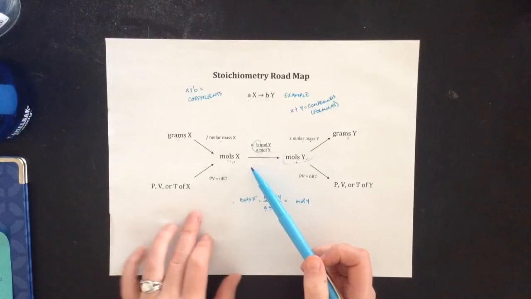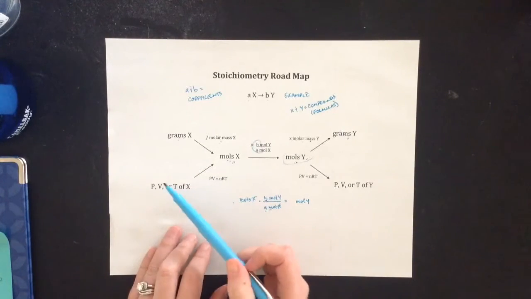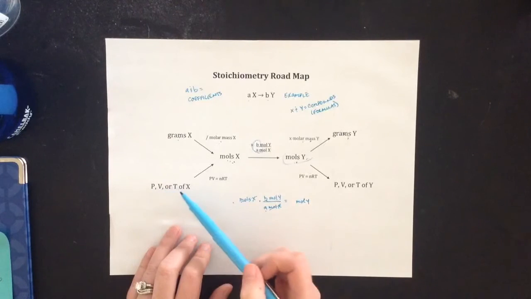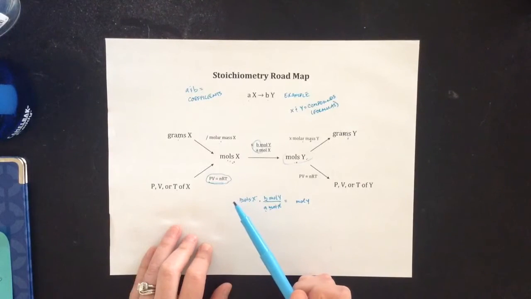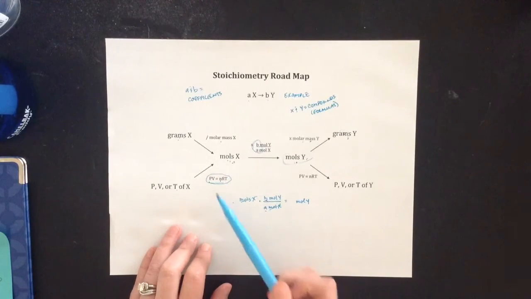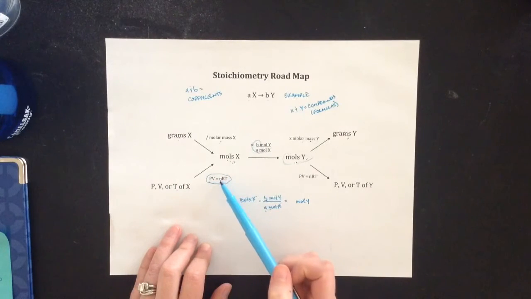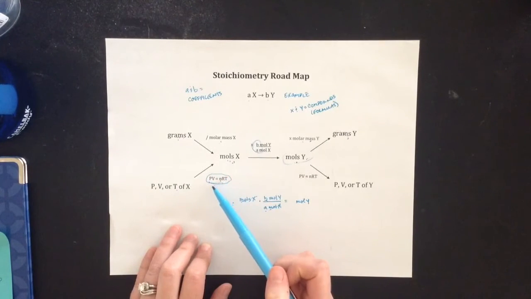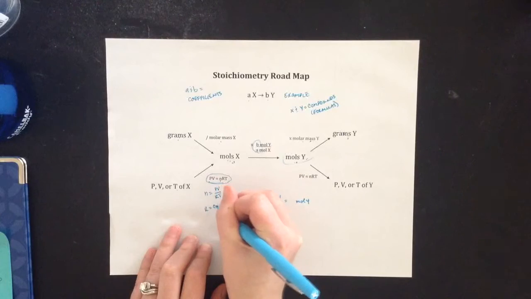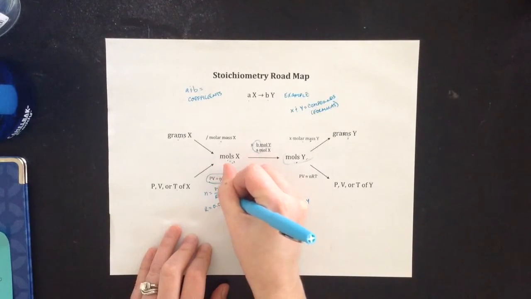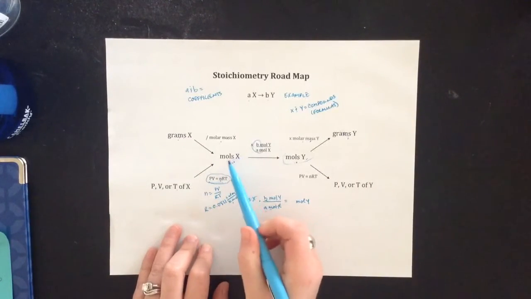Now we'll also talk about how to incorporate some of our gas laws. So say you're working with a gas and you're given pressure, volume, or temperature of X. Well, we can use our ideal gas law equation, PV equals nRT, to solve for n. So we're given all of these variables except for n. We can solve for our number of moles. So n would be equal to P times V divided by R times T. Remember that R is equal to 0.0821 liter atmospheres per Kelvin mole. So we'll use that equation to solve for our moles of X.